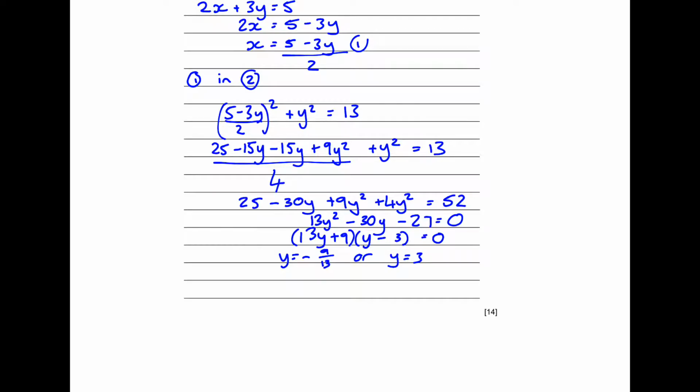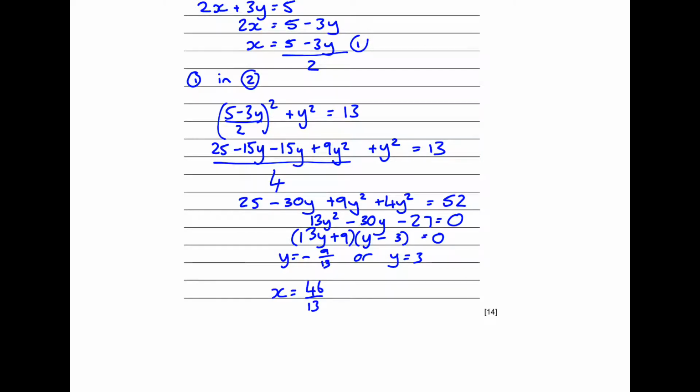Now, to get your corresponding x values, you're going to substitute that negative 9 over 13 back into this equation, because that is the equation where x is the subject. And we can say 5 minus 3 times negative 9 over 13, divided by 2 gives us 46 over 13.